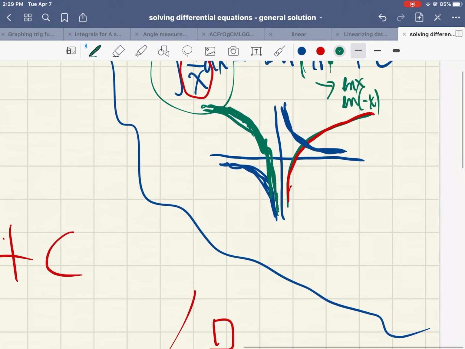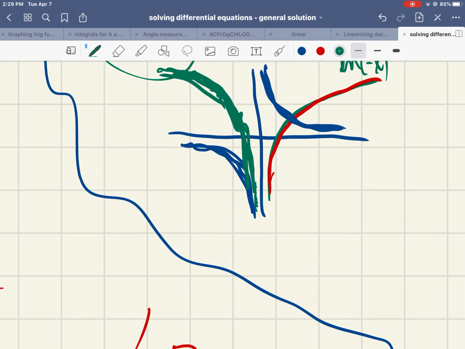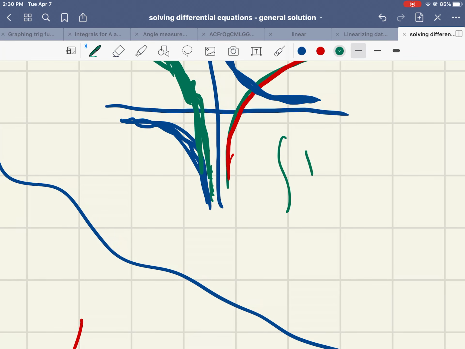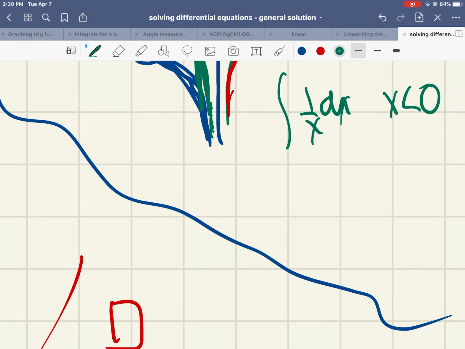Another way to write that would be, if you did the integral of 1 over x dx and x was less than 0, so you only had the left side of it, then that would equal the ln of negative x plus some constant c. Because again, the derivative of a y-intercept is 0. So that's why the integral of 1 over x is the ln of the absolute value of x.